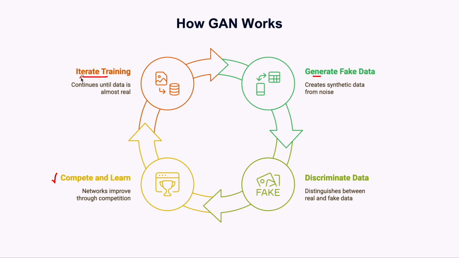The next thing is to iterate the training. It means these steps continue again and again until the generated data looks almost real. This is the flow. It means these three steps, 1, 2 and 3, will continue in loops.